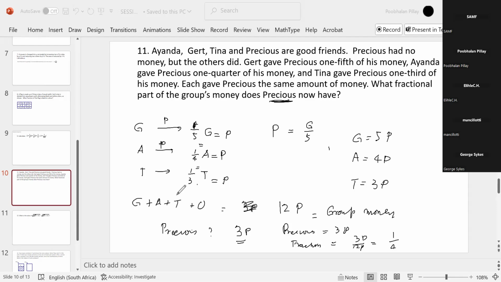So the answer is, what fraction of the group's money does Precious have? It's 3P divided by 12P.